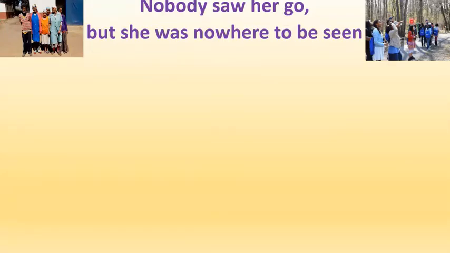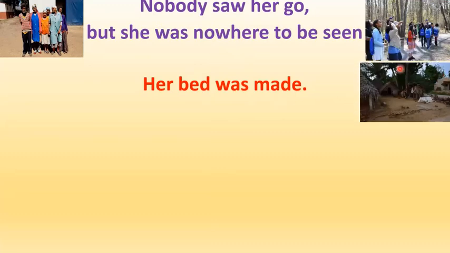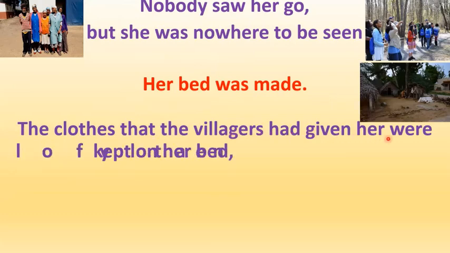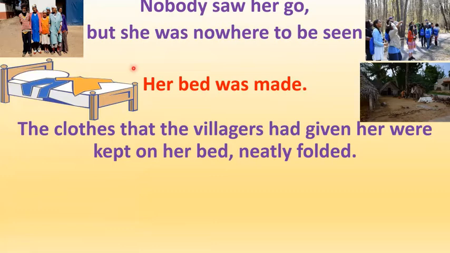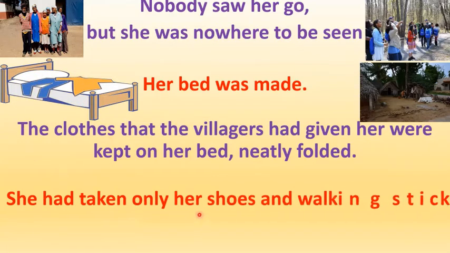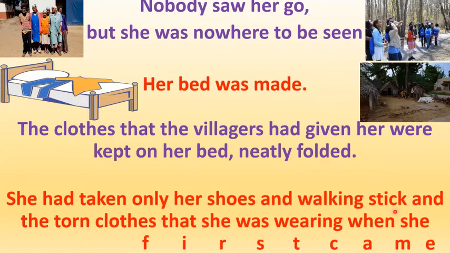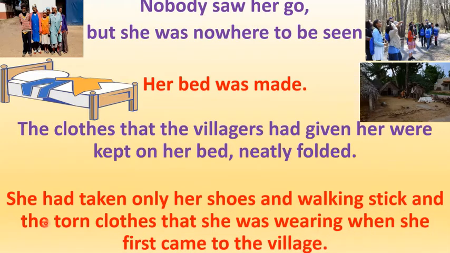They used to roam here and there, all the village people, but they did not find her. Her bed was made. Her bed was neat and all. And the clothes that the villagers had given her were kept on her bed neatly folded. See, all these clothes are also on the bed. She had taken only her shoes and walking stick and the torn clothes that she was wearing when she first came to the village.